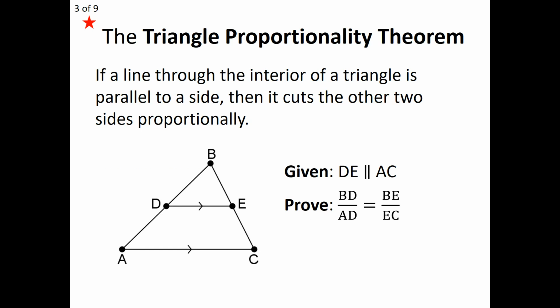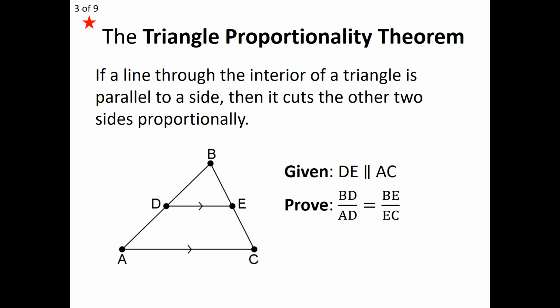So let me introduce you to the triangle proportionality theorem, or to us, the TPT. It's what it says: if a line through the interior of a triangle is parallel to a side, then it cuts the other two sides proportionally. Now let's bring that conditional to life in a diagram.